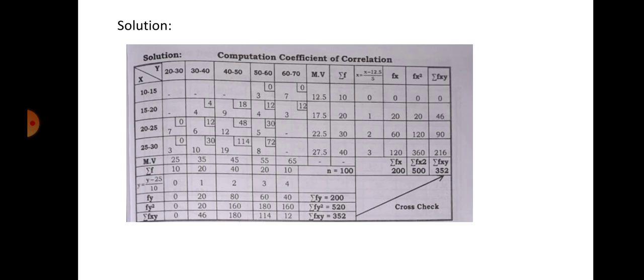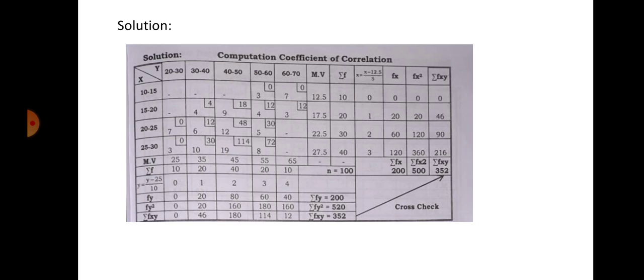Fourth row, Fxy square, which is 0. First value is 3. Next x value is 3, f is 3. Next value x is also 3 and frequency is 0. Yes, x is 3, y is 0. 3 into 0, which is 0. Next, the second one, 10 into 3, 30. 30 into 1, which is 30. Next here 19 into 2, which is 38.